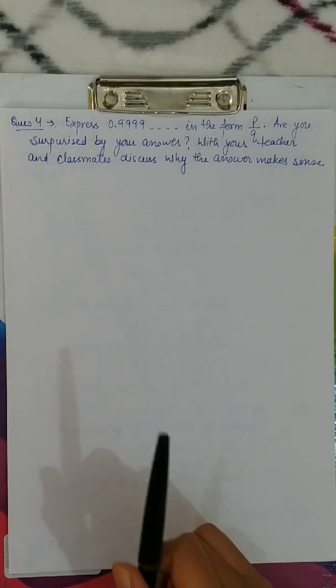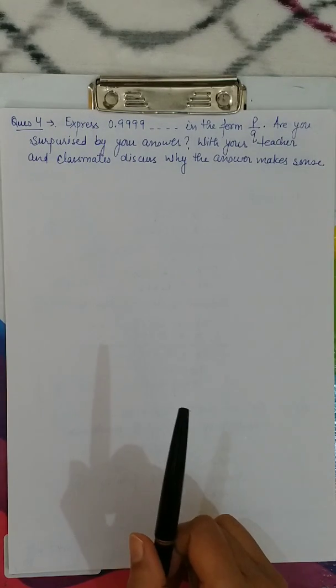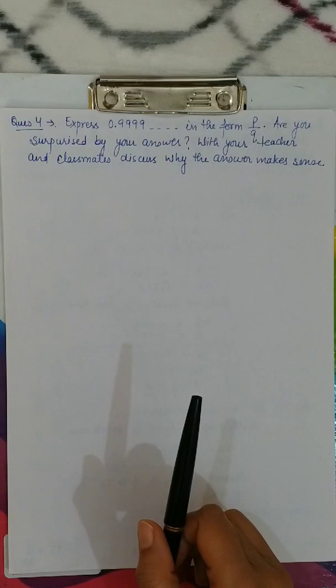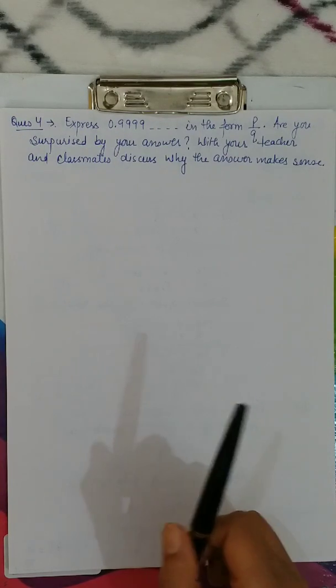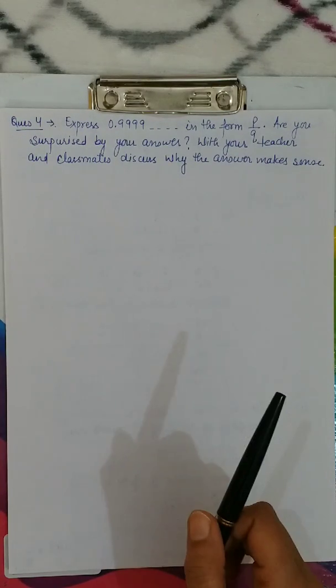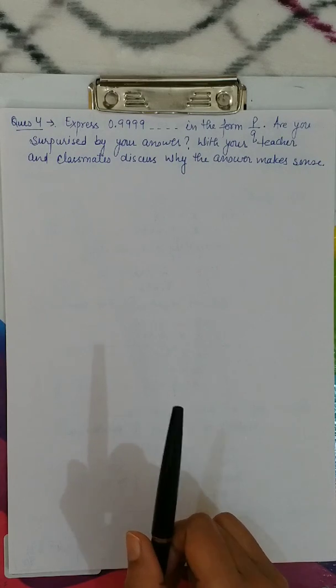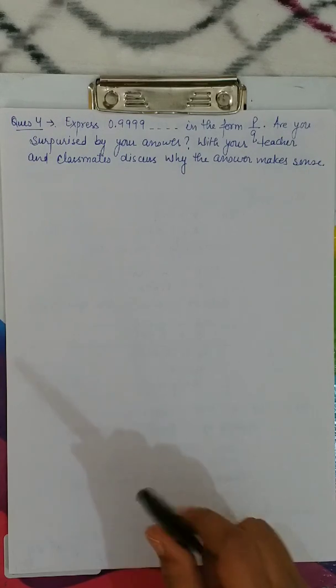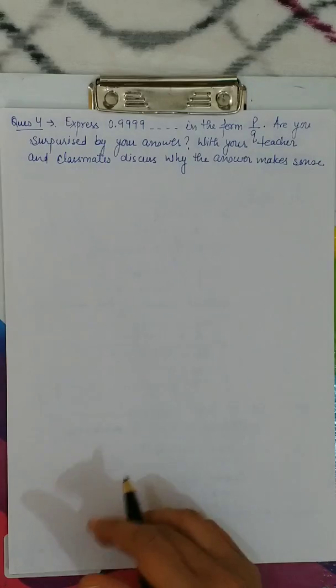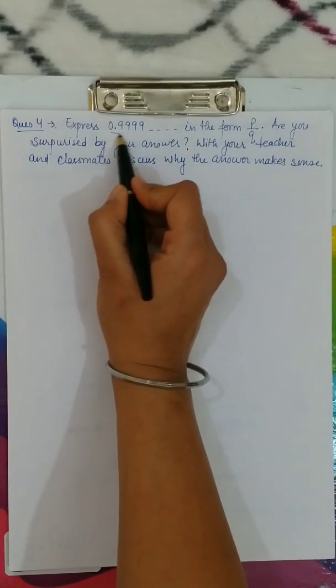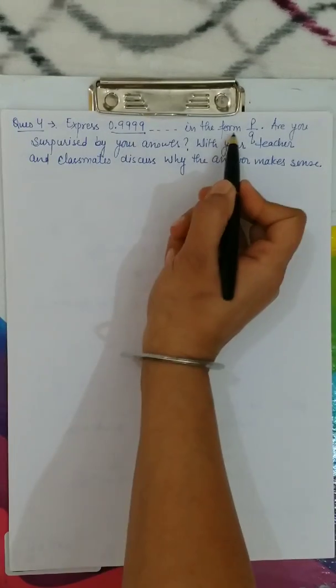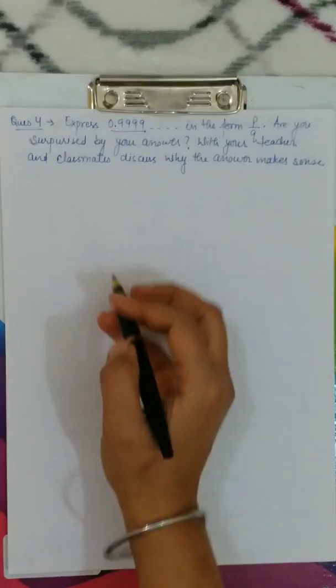That is, we have to express 0.9999 and so on in the form p by q. Are you surprised by your answer? With your teacher and classmates, discuss why the answer makes sense. So again, very first we have to express it in the form of p by q.